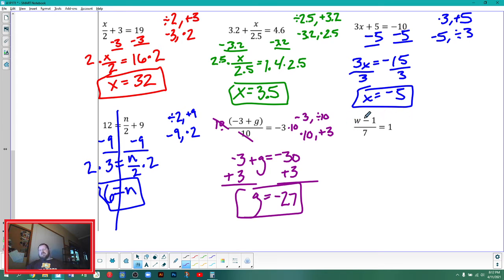Again, if I knew what w was, I would have to do this part up here first before I divided. So if I knew what it was, I would subtract 1 and then divide by 7. So I am going to multiply by 7 and then add 1. Multiply by 7. Those 7s cancel. 1 times 7 is 7, and I'll add 1.